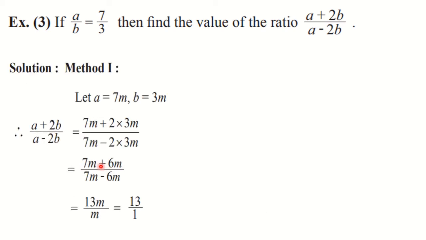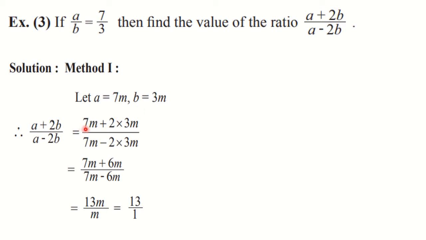Okay. So in method 1 now, as I have said, there is no need to write alternando. Directly from here, a you can take as 7m, you can take 7k also, and b is 3m. You have to take some constant here. Any alphabet you can take. You can take x also, no doubt. Okay, so any alphabet you can take. Now write down the question, a plus 2b upon a minus 2b, and simply substitute 7m in place of a and 3m in place of b.